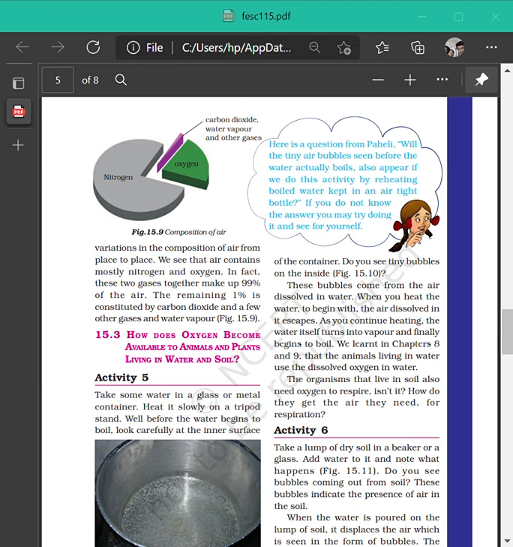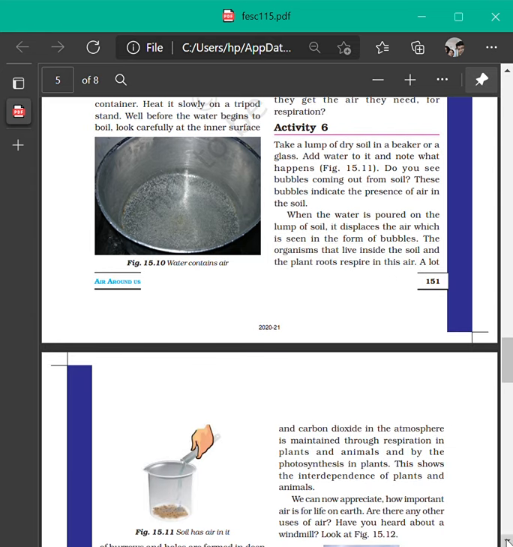Activity 6. Take a lump of dry soil in a beaker or a glass. Add water to it and note what happens. Do you see bubbles coming out from the soil? These bubbles indicate the presence of air in the soil.